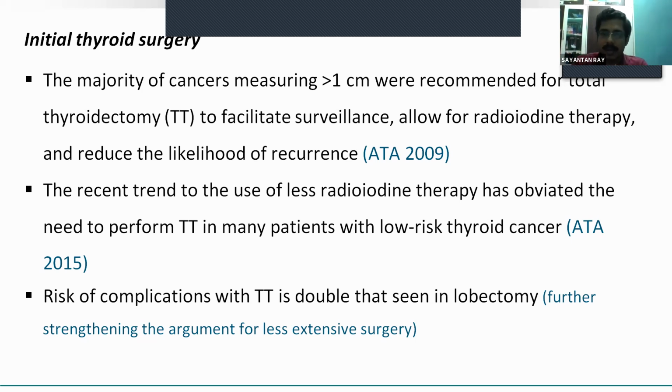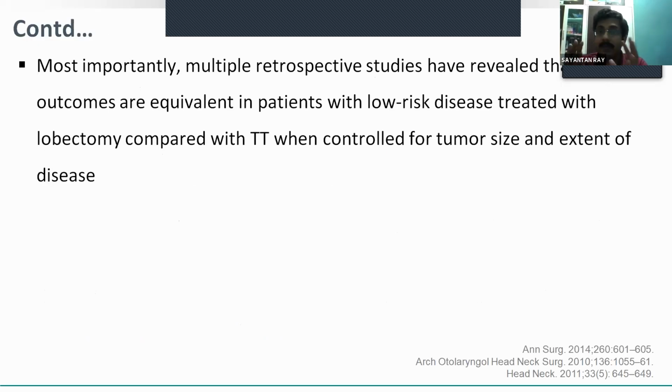And if we look at the latest guideline, which Professor Majumder was mentioning, the recent trend to the use of less radioiodine therapy actually has obviated the need to perform total thyroidectomy in many patients with low-risk thyroid cancer. We will see what is low risk later on. And risk of complications with total thyroidectomy is double than seen with lobectomy. That point further strengthens the argument of a less extensive surgery. And most importantly, several retrospective studies have revealed that outcomes are equivalent in patients with low-risk disease treated with lobectomy compared with total thyroidectomy when controlled for tumor size and extent of disease.